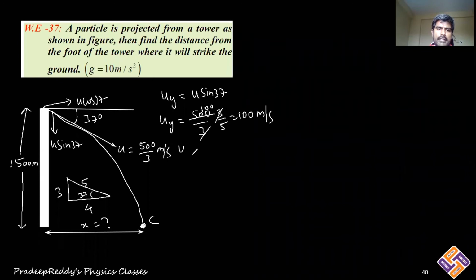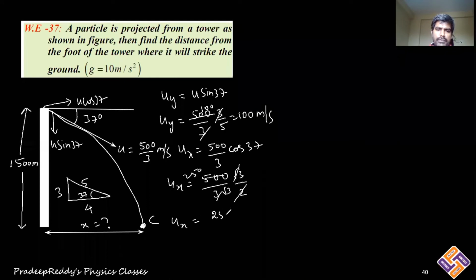And velocity along x-axis can be written as 500 divided by 3 into cos 37. Cos 37 you can take it as root 3 divided by 2. This is 250 and root 3 into root 3. So u along x-axis will be equal to 250 divided by root 3 meter per second. So that is velocities along x-axis and y-axis initially. You are now supposed to find out what is the time taken.